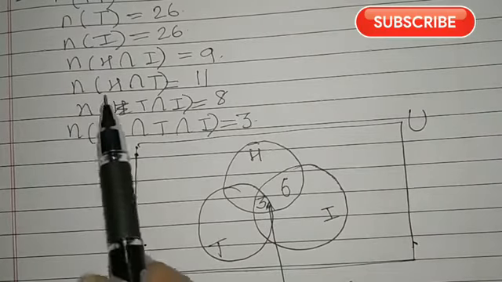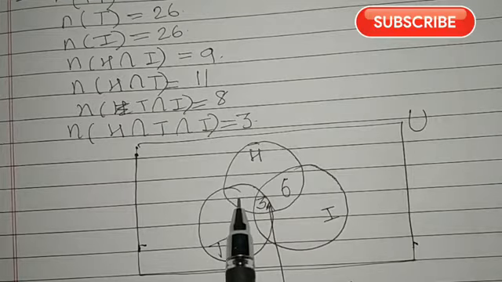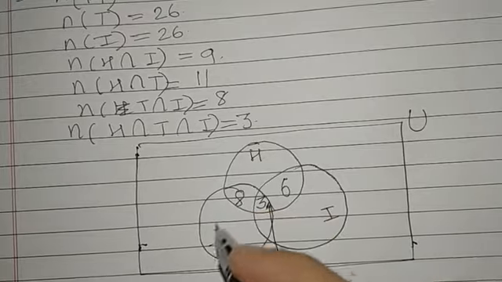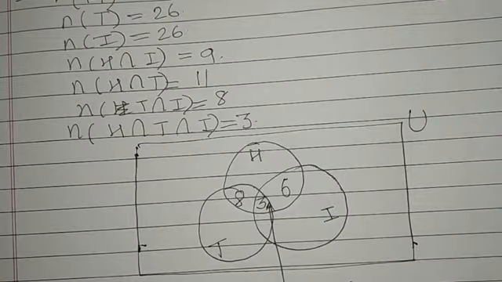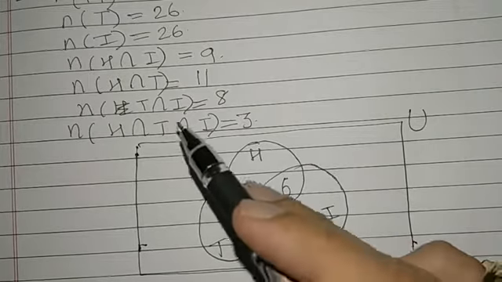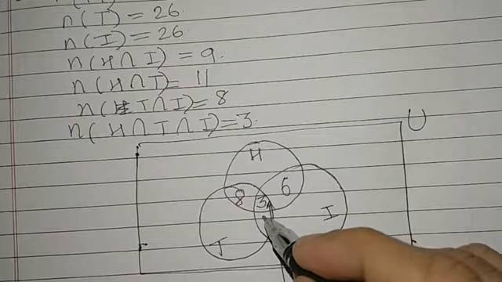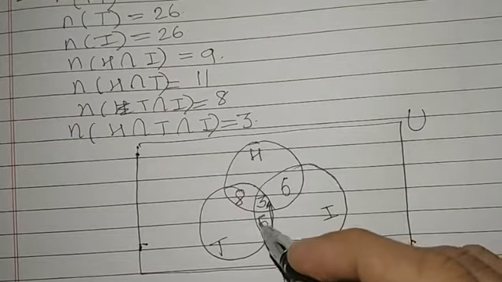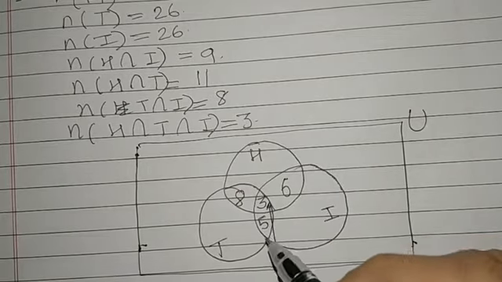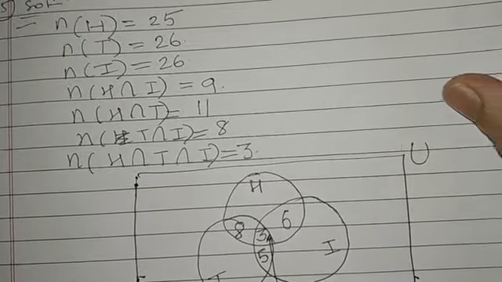Similarly, you look at H intersection T. They have 11 people in that, but 3 are already taken, so 8 will remain here. That is 11 minus 3. Then you look at the next set, T intersection I. You have 8 people, 3 have already been taken, so 5 will remain, 8 minus 3, which is 5. Now you look at the number of people in the set H.